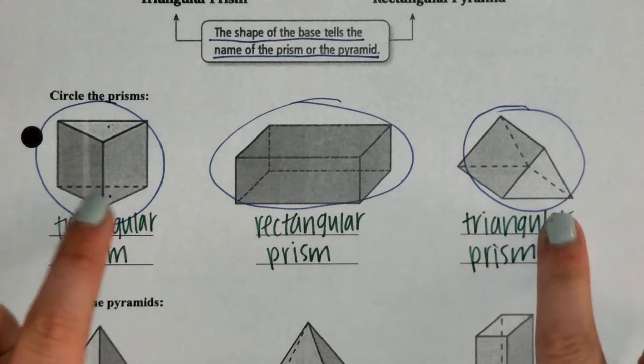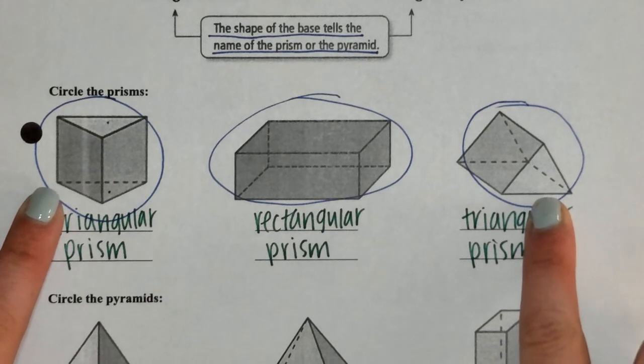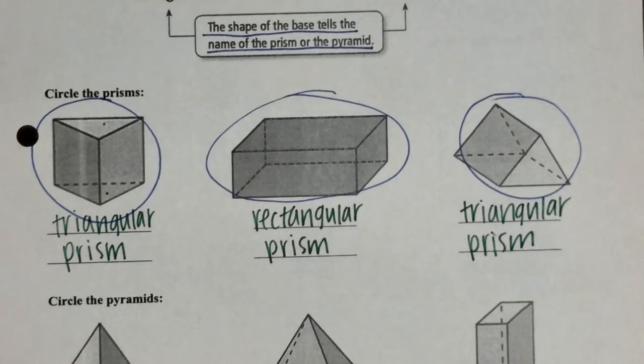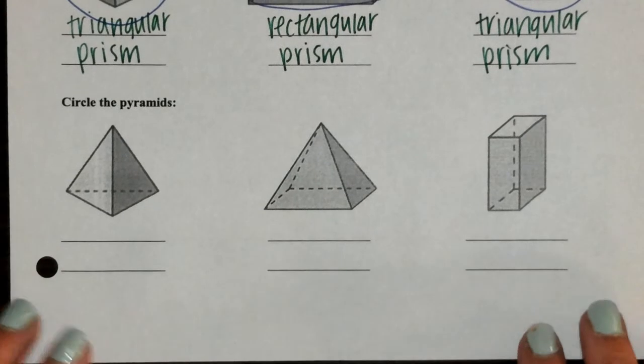Okay, so the first and the third one are the exact same. We're just seeing a different view. One of them is vertical and one of them is horizontal. Okay. What about these pyramids?